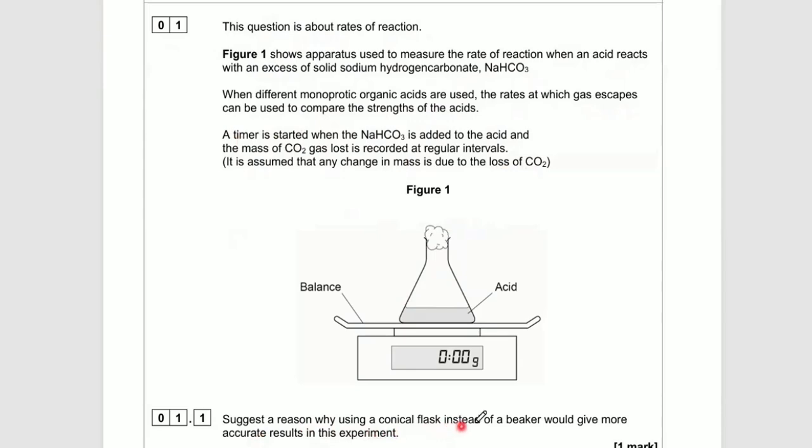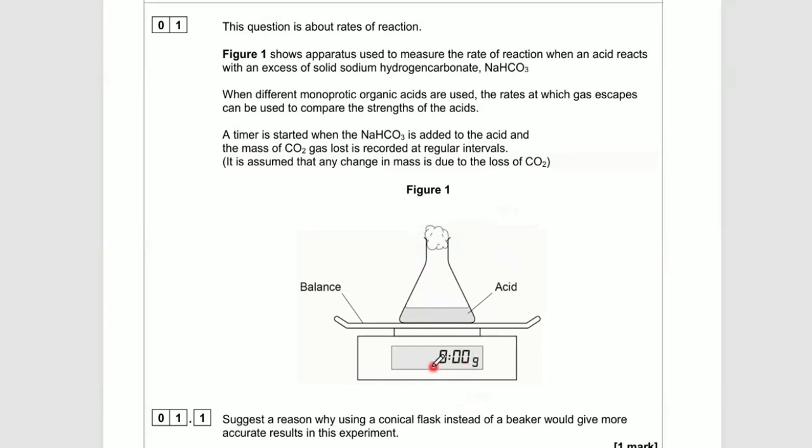Suggest a reason why using a conical flask instead of a beaker would give more accurate results in this experiment for 1 mark. Well, think about it. What is the cotton wool for that we often put in the top of conical flasks? Some people think it's to stop gases escaping. That is a bad error. It's not. Cotton wool is porous, has tiny holes, and those holes are thousands of times bigger than any gas molecule. So gas molecules can freely move out through the cotton wool. They may be slowed down, but they can freely move out.